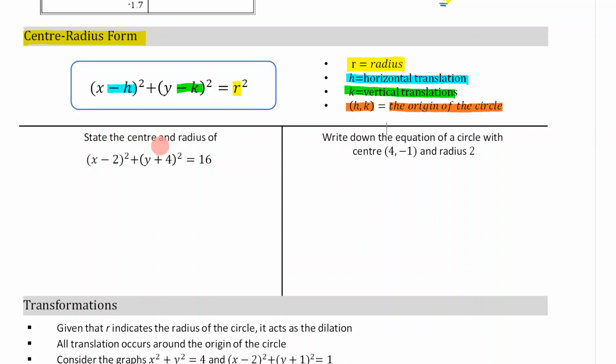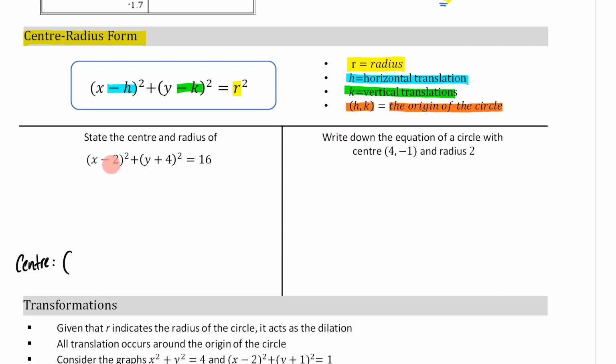So let's answer this question. It says state the center and radius of this circle here. So it's in our center radius form. How are we going to approach this question? Let's write it down here. So we're figuring out what the center is going to be. Now here's the tricky part. You have to swap the sign in front of your h and k values.